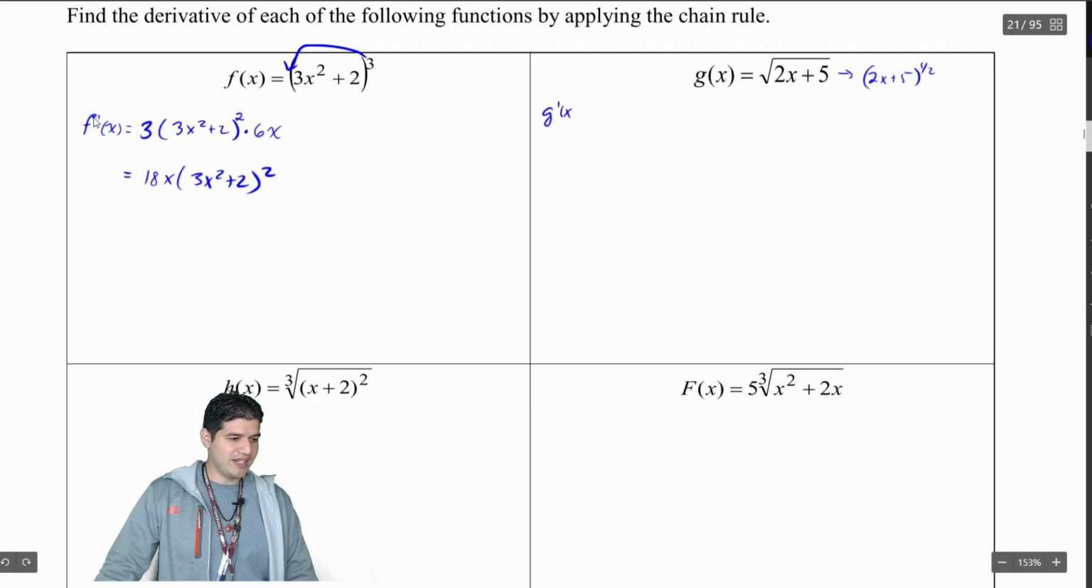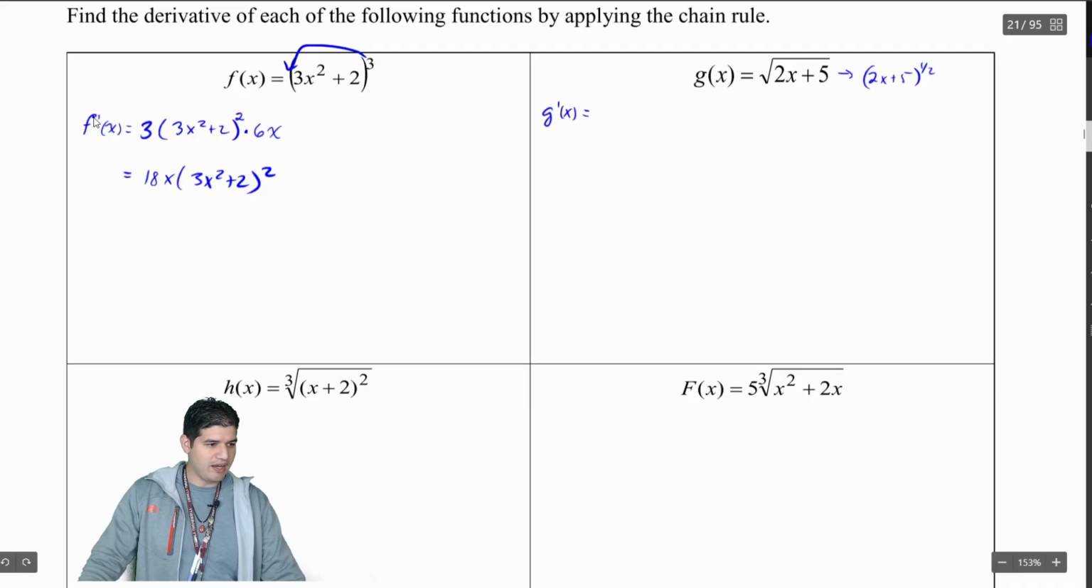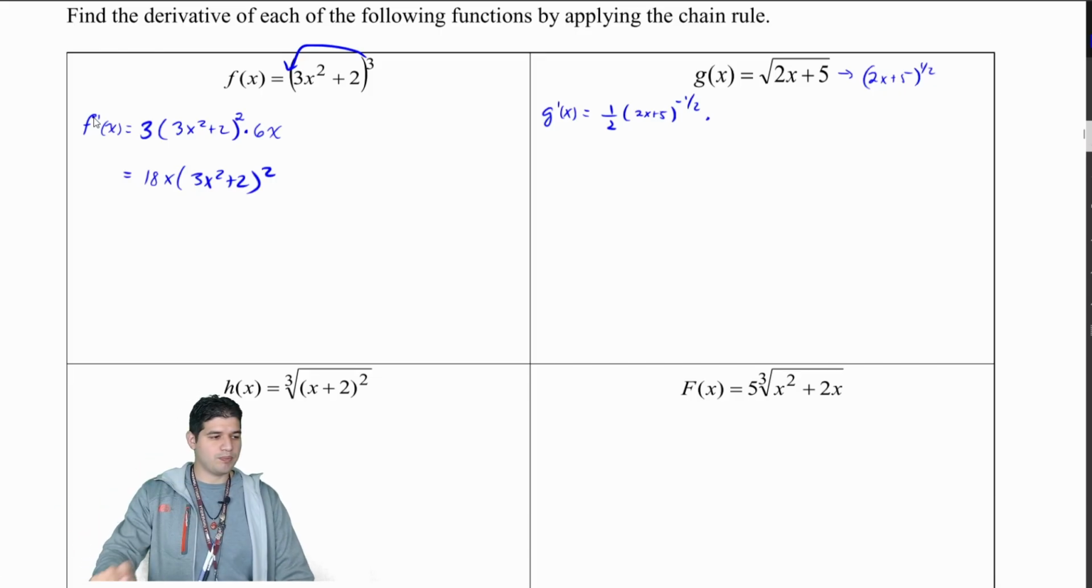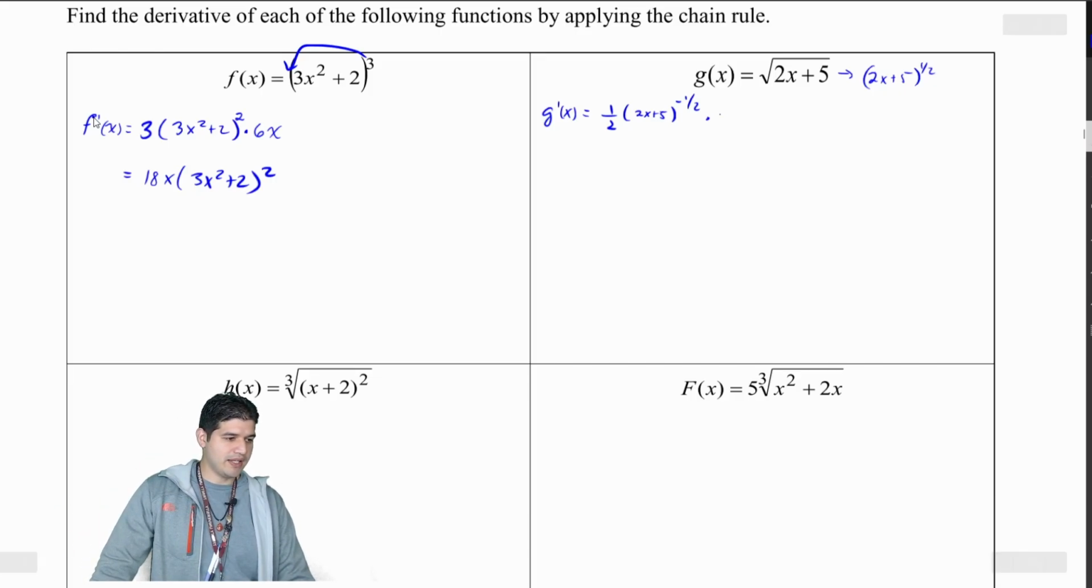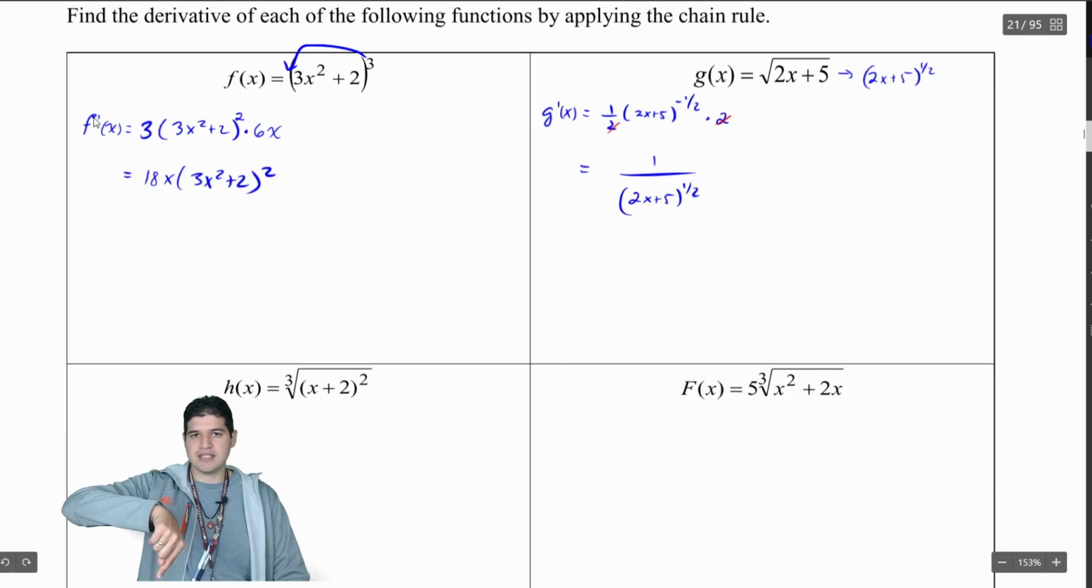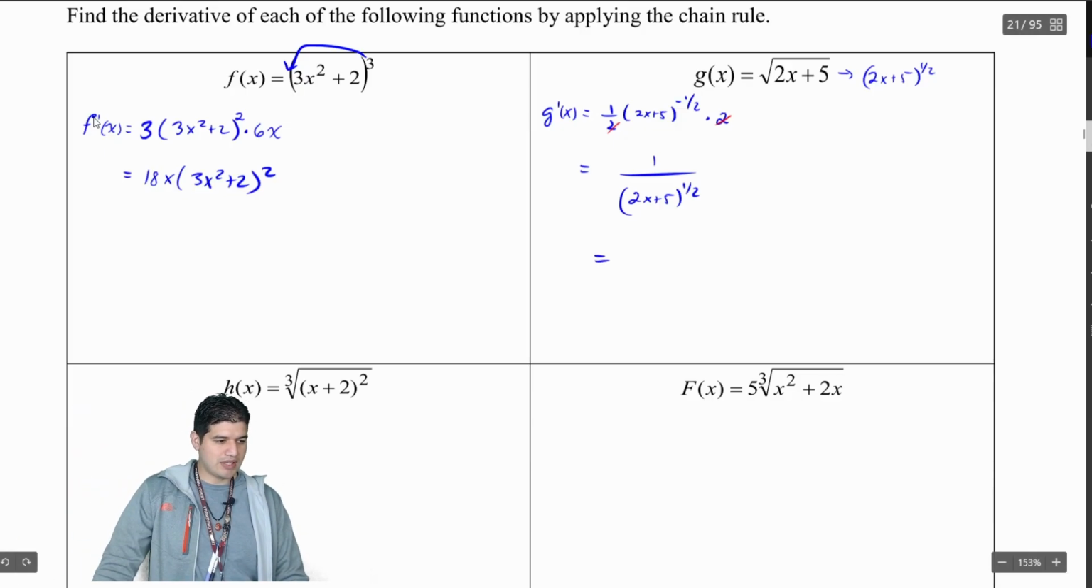And so now when I'm finding g prime of x, I'm going to bring that 1/2 down, so 1/2, and I'm going to hold on to the inside, so 2x plus 5, and I'm going to subtract 1 from the exponent, so negative 1/2. And then I'm going to multiply by the derivative of the inner part. So now I'm going to multiply by 2. All right, so as I go through simplifying this, I notice that these 2's divide out. So now I'm going to have 1 over 2x plus 5 to the positive 1/2, so I flip that into my denominator. And then now I'm going to just write this with the radical, 1 over the square root of 2x plus 5.